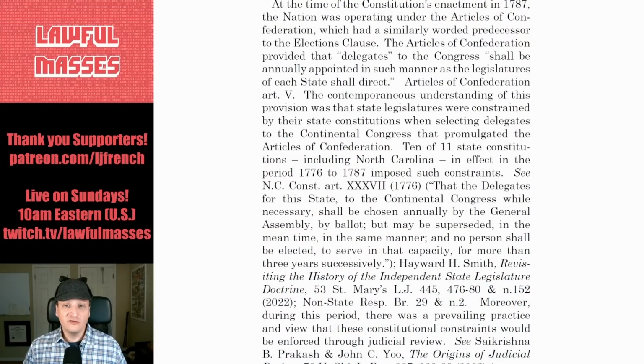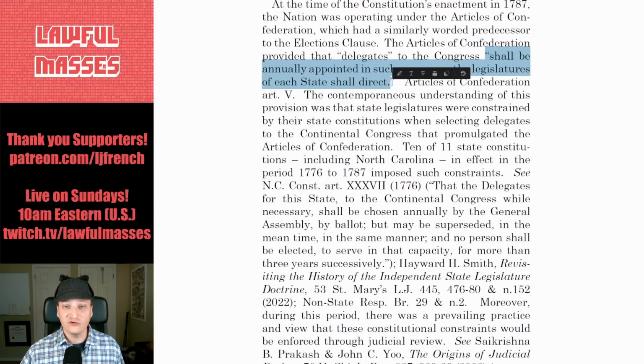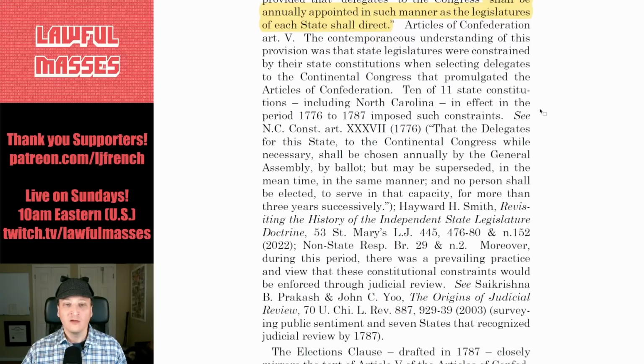At the time of the Constitution's enactment in 1787, the nation was operating under the Articles of Confederation, which had a similarly worded predecessor to the Elections Clause. The Articles of Confederation provided that delegates to the Congress shall be annually appointed in such a manner as the legislatures of each state shall direct. The contemporaneous understanding of this provision was that the state legislatures were constrained by their state constitutions when selecting delegates to the Continental Congress that promulgated the Articles of Confederation.